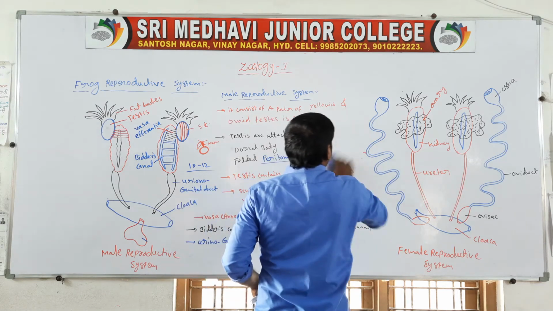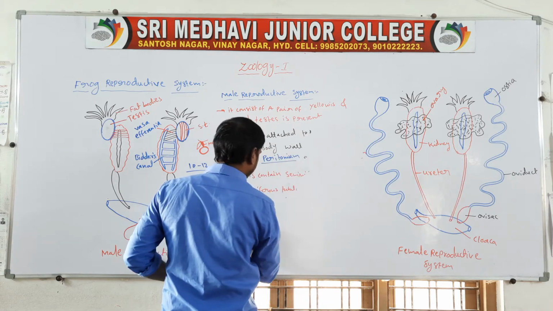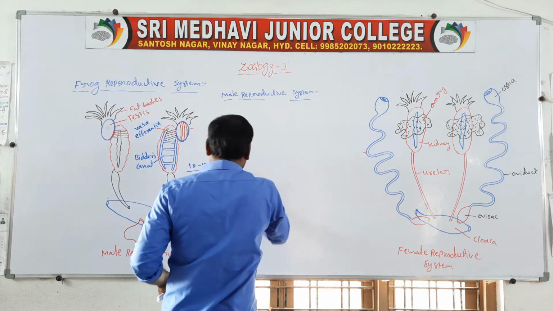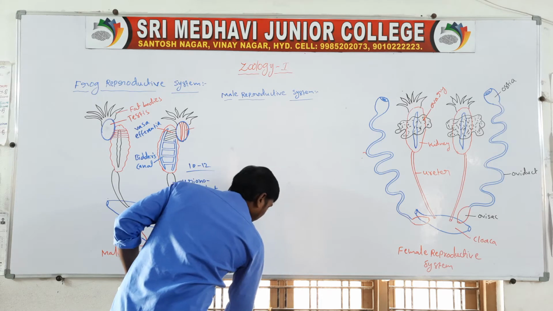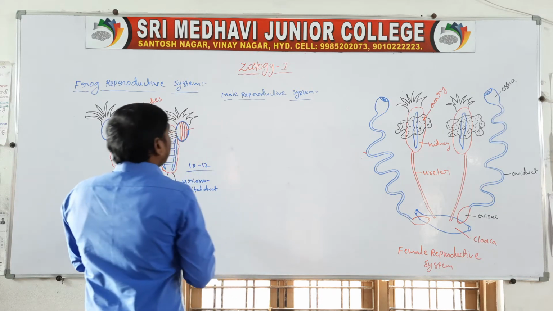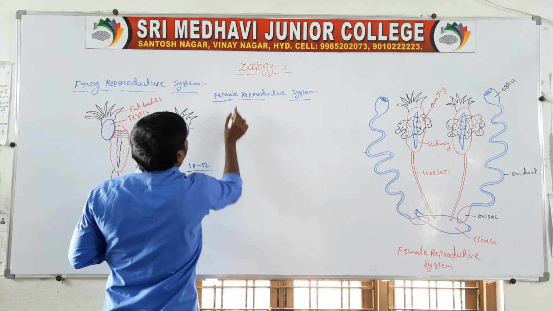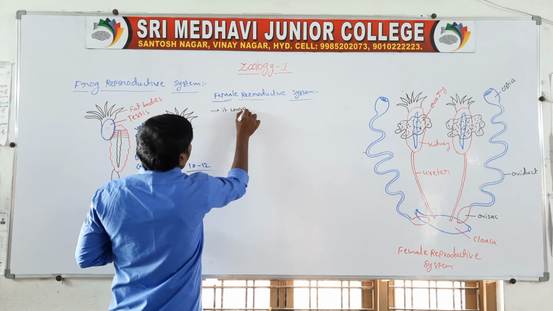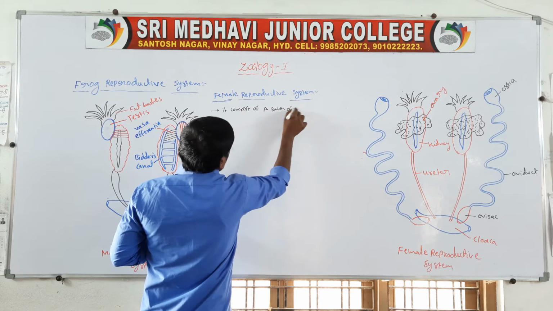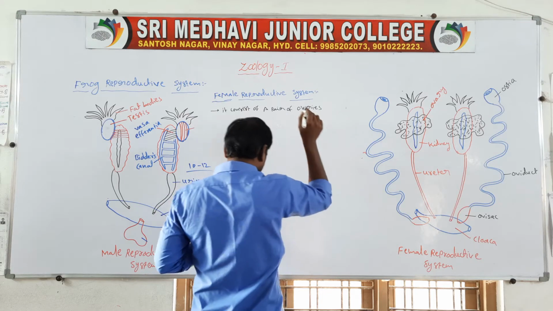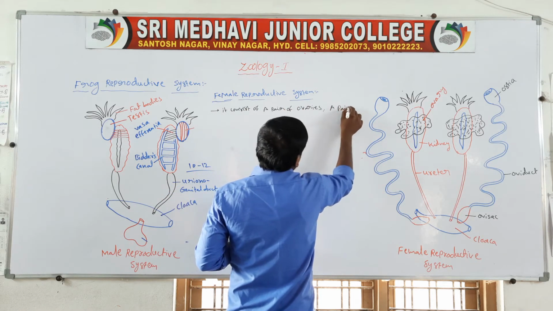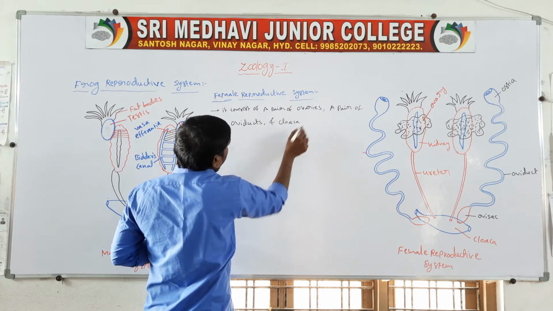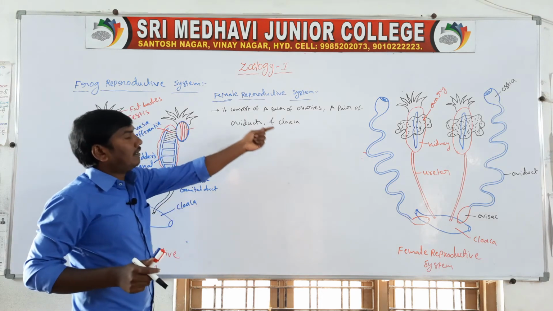Next, the female reproductive system. The female reproductive system consists of a pair of ovaries, a pair of oviducts, and a cloaca.